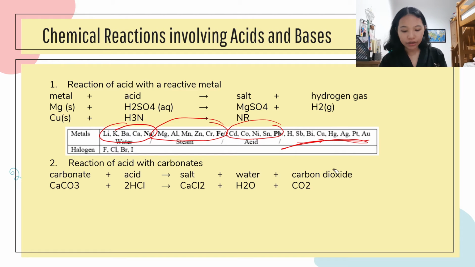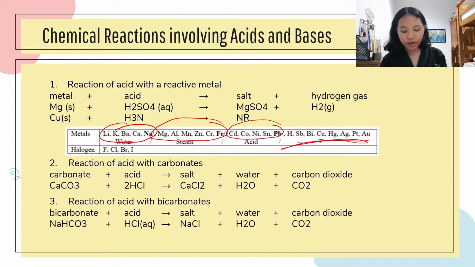Okay, let's head into our second reaction, acid with carbonate. The formula is carbonate plus acid yields salt plus water plus carbon dioxide. We have calcium carbonate plus hydrochloric acid yields calcium chloride plus water plus carbon dioxide. For the third reaction, we have the reaction of acid with bicarbonates. So bicarbonate plus acid yields salt plus water plus carbon dioxide. So sodium bicarbonate plus hydrochloric acid yields sodium chloride plus water plus carbon dioxide.